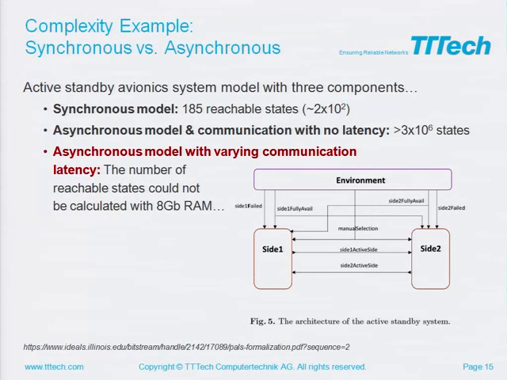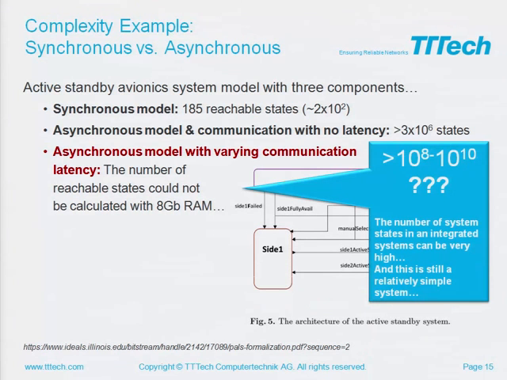Then they did the same for an asynchronous model with no latency in the communication, and they found 3 times 10^6 states in the system. Then they tried the same for an asynchronous model with varying communication latencies, and they found that the states were around 10^8 to 10^10. They were not able to calculate it at the time: they had a PC with 8 megabytes of RAM, and they ran out of RAM.